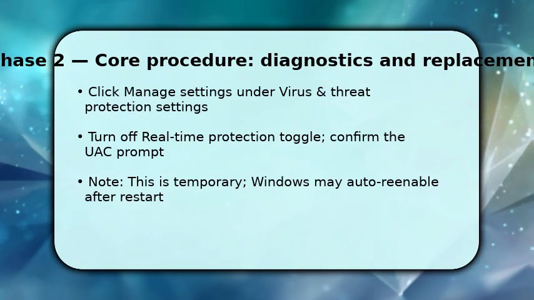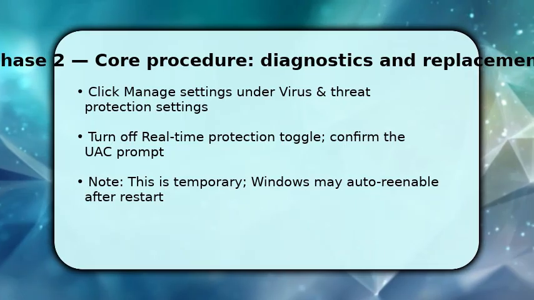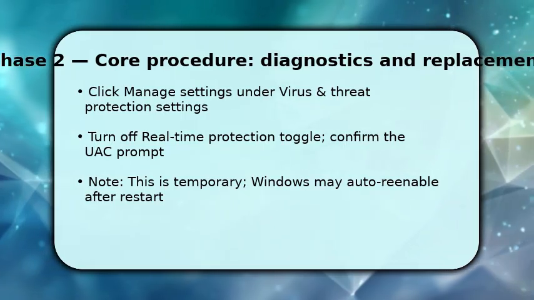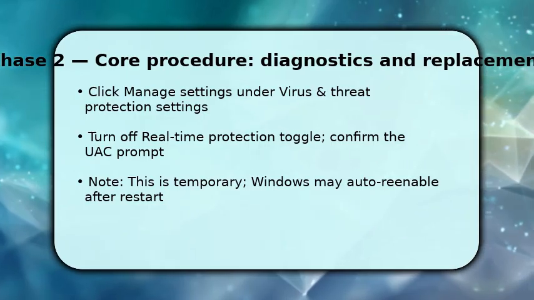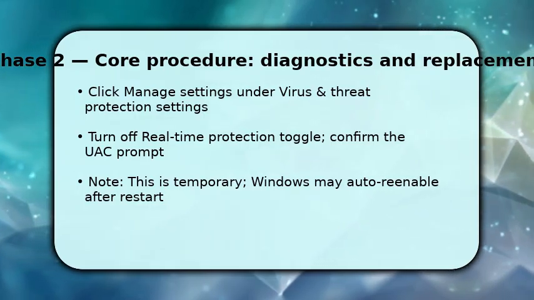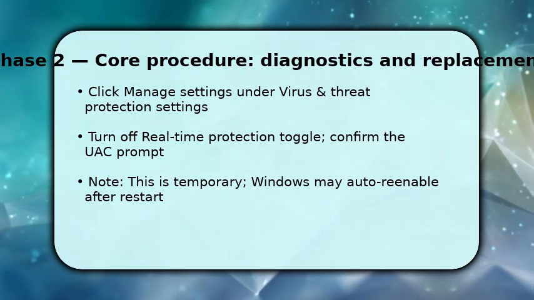Now, go to Manage Settings under Virus and Threat Protection Settings and turn off the Real-Time Protection toggle. Confirm the UAC prompt when it appears. You're doing this to stop automatic scans and blocking, which some apps require for installation or testing.